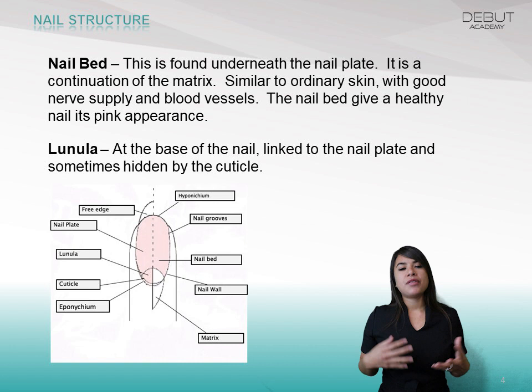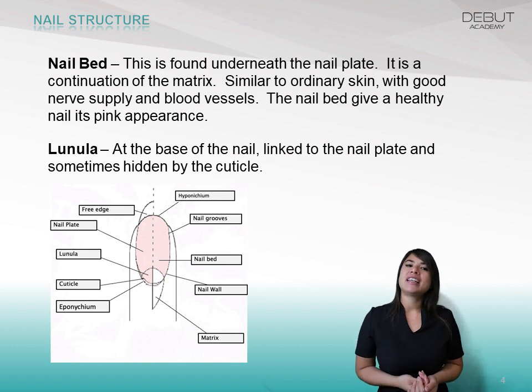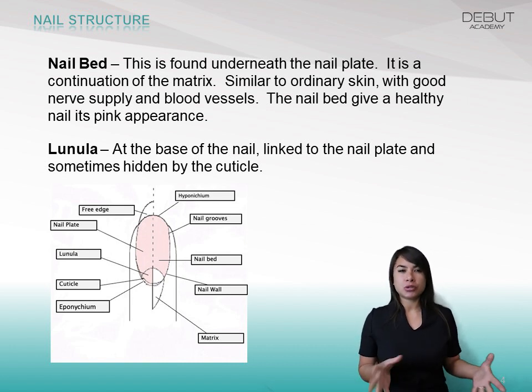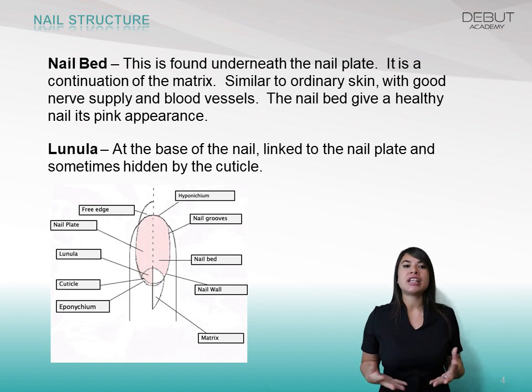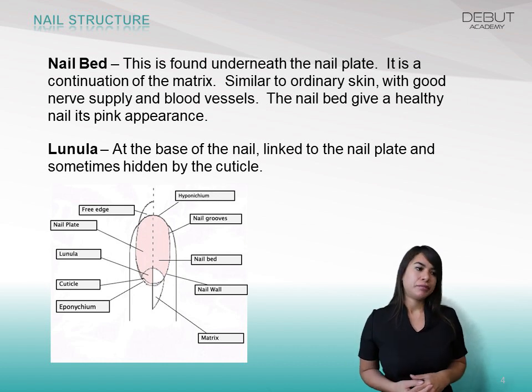The lunula, so this is our half moon, a lot of us know that. Some people have big, large ones, other people you can't really see, especially if it's hidden by the cuticle. This doesn't actually have a function, but for some people it is visible, some people's are not.